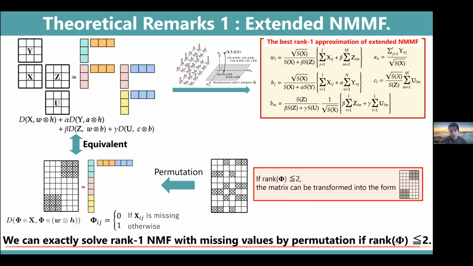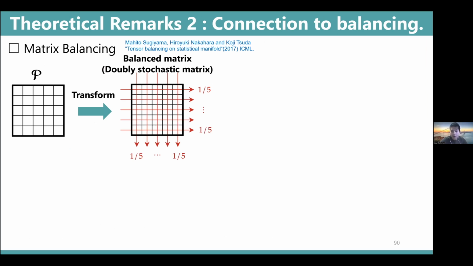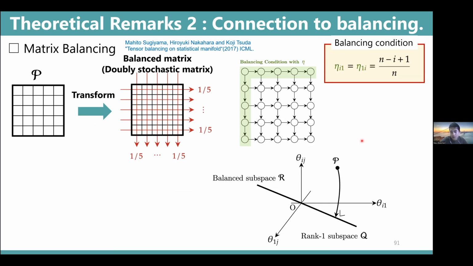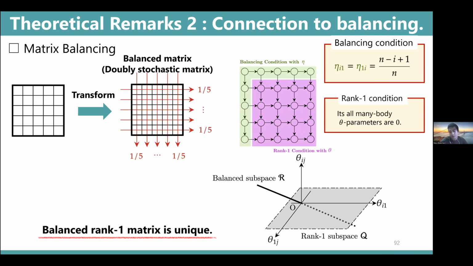Okay, that was the first topic of theoretical remarks. The second one is the connection to matrix balancing. Matrix balancing is the transformation of a matrix into a doubly stochastic matrix whose sum of each column is fixed. Actually, we can describe the balancing condition using the one-body eta parameter. So matrix balancing is a projection onto the balanced subspace whose one-body eta satisfies this condition. Let's impose the rank 1 condition at once. As a result, since all parameters of the matrix are identified, the balanced rank 1 matrix is unique. So we can say the cross point of the rank 1 subspace and the balanced subspace is a singleton. We can prove that the cross point is the uniform distribution.